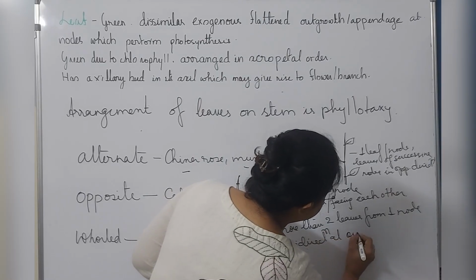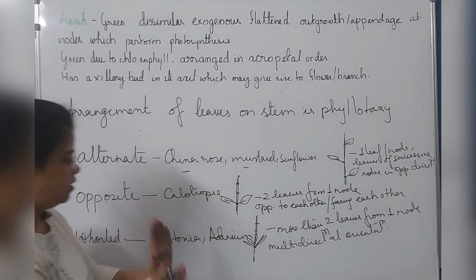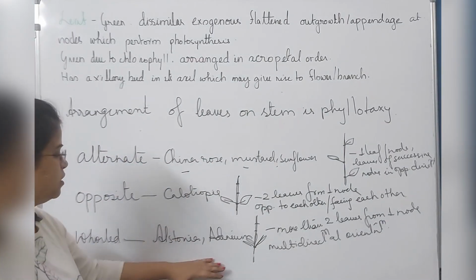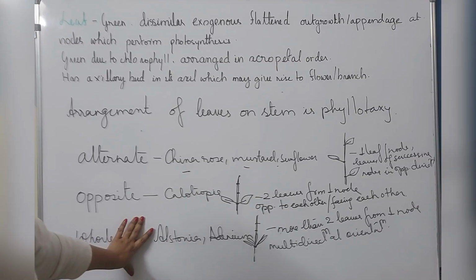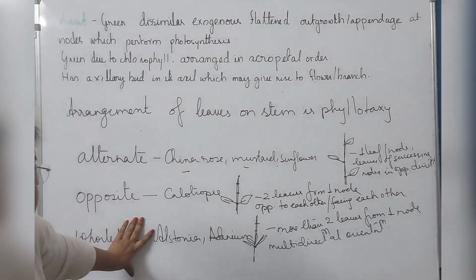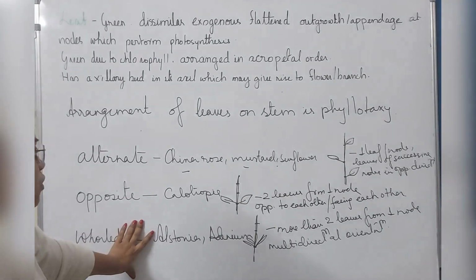Multidirectional orientation. Clear? एक इधर, एक इधर, एक इधर. So these 3 are the different types of arrangement of leaves, or different phyllotaxis, given in your syllabus. इसके बाद है modification of leaves.